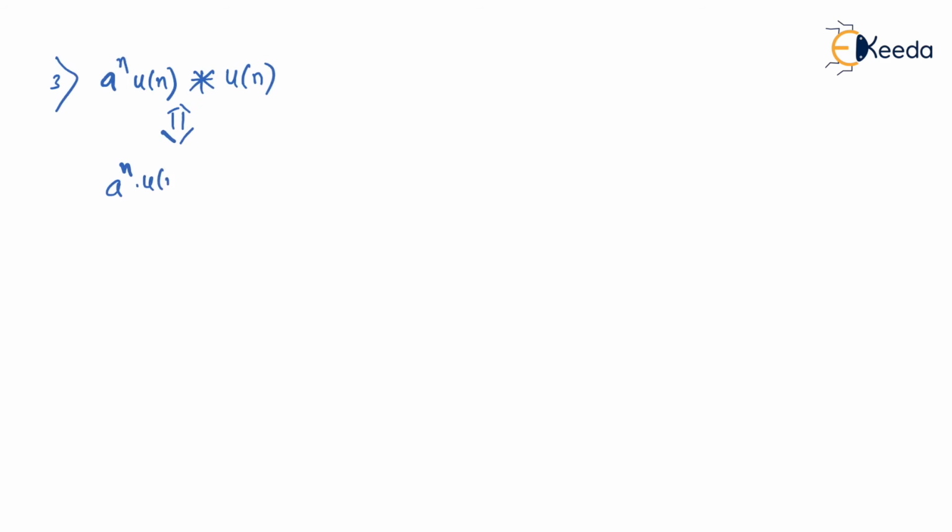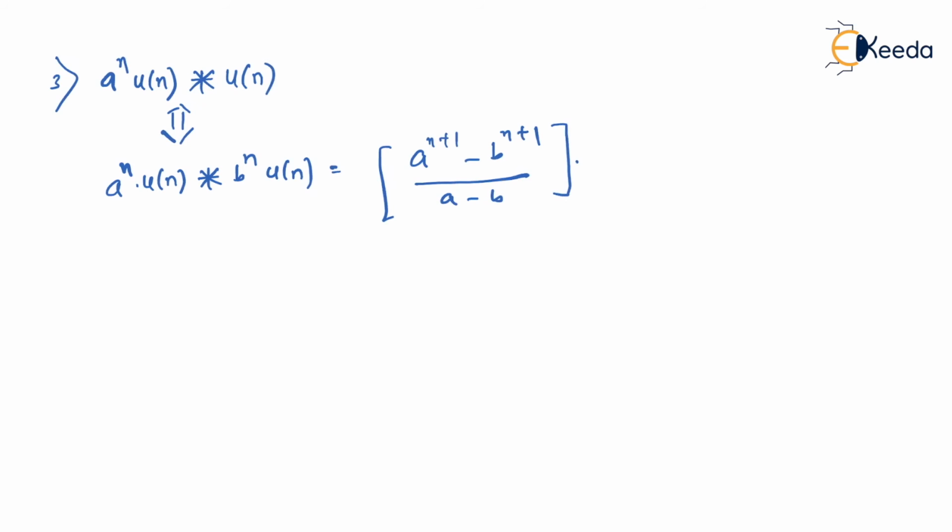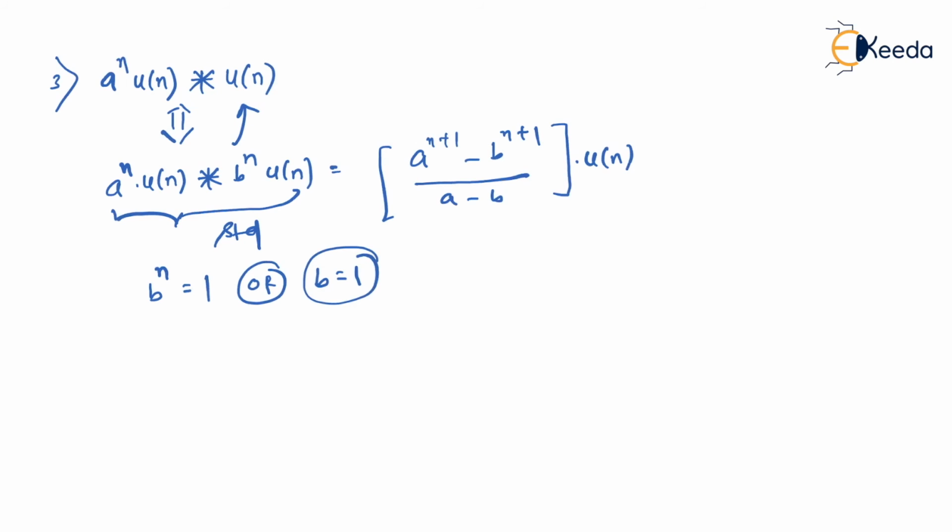It was a raised to n u of n convolved with b raised to n u of n, and the standard result was a raised to n plus 1 minus b raised to n plus 1 whole divided by a minus b, and this is multiplied with u of n. If you compare these two questions, you will understand that if I want to bring this standard one into the required form, then it is possible only if you substitute b raised to n equal to 1, or b equal to 1, right?